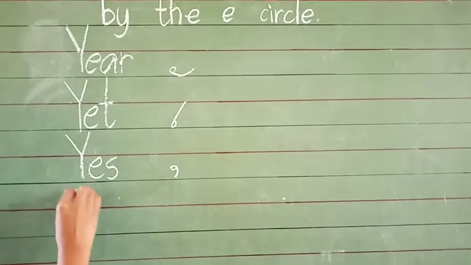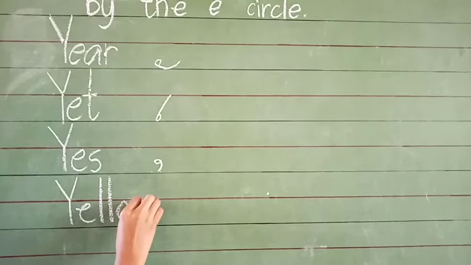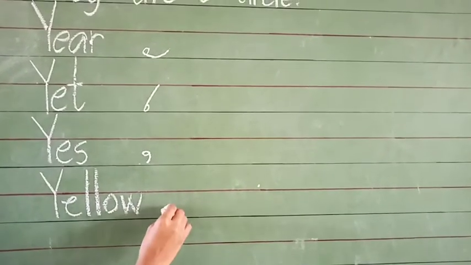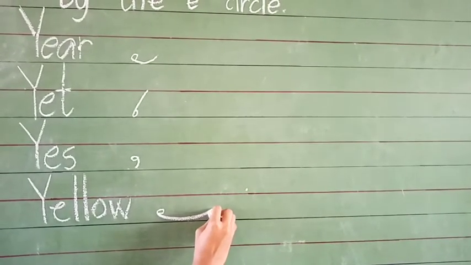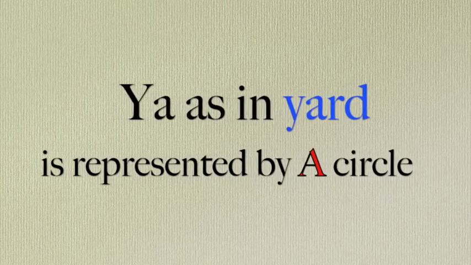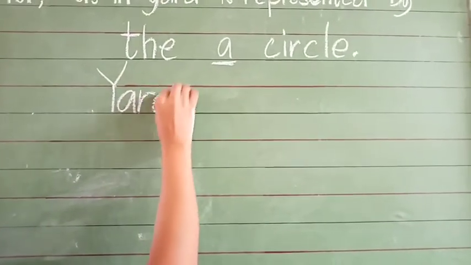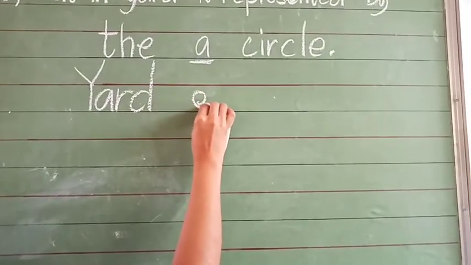Yellow is represented by E, L, and O. We are done with ye. And let's proceed to ya. As in yard, is represented by the A circle. For example, yard is represented by A and RD.